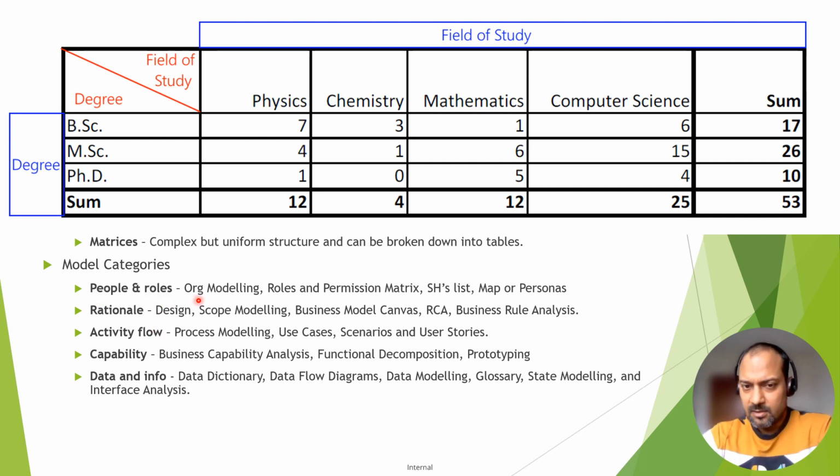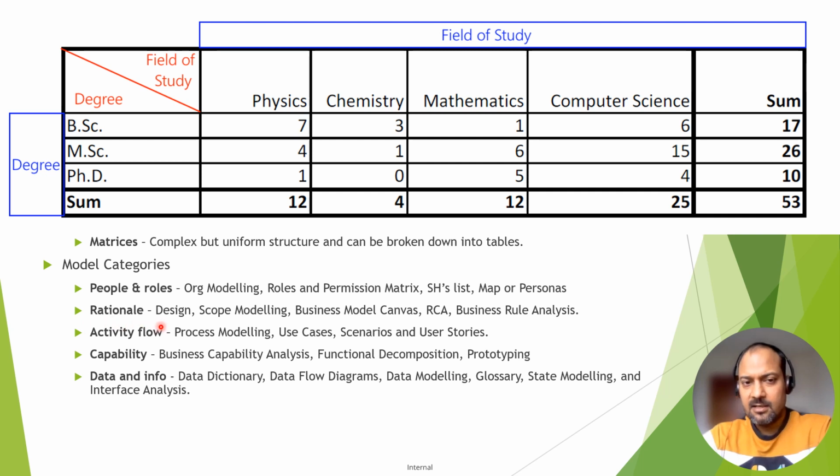The organization model is basically the structure. The hierarchy is set in an organization: who is the manager of whom, who reports to whom, and who is the CEO and so on. So this is organization modeling. Then roles and permission matrices, the stakeholder list, maps or personas. So these are all in people and roles, one of the model categories.